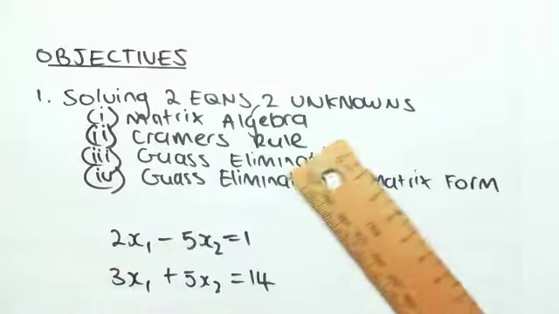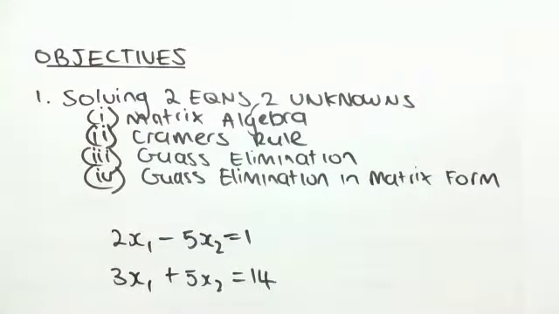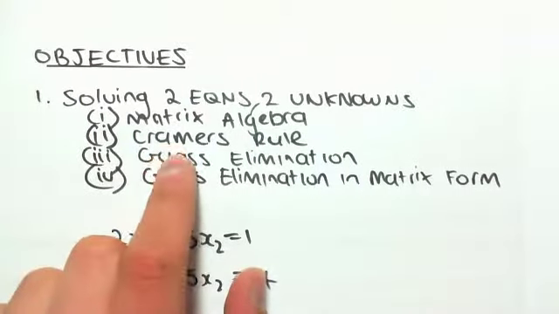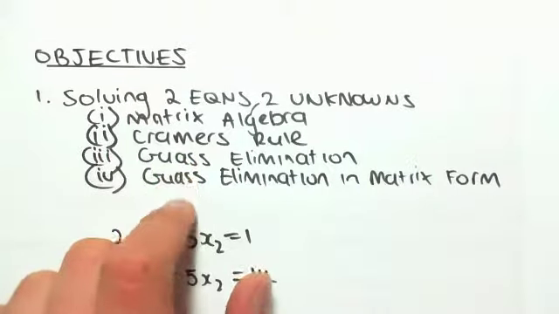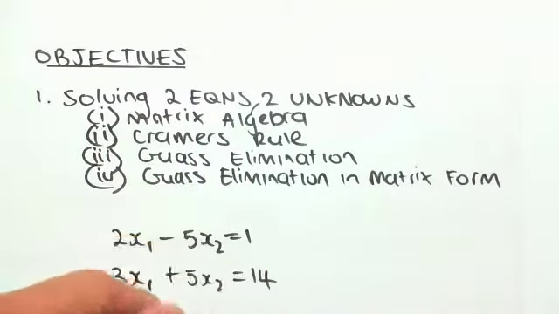Hey guys, the objective for this video is we're going to be solving two equations with two unknowns. We're going to be doing it four different ways. We're going to be using matrix algebra, Cramer's rule, Gauss elimination, and then Gauss elimination in matrix form.